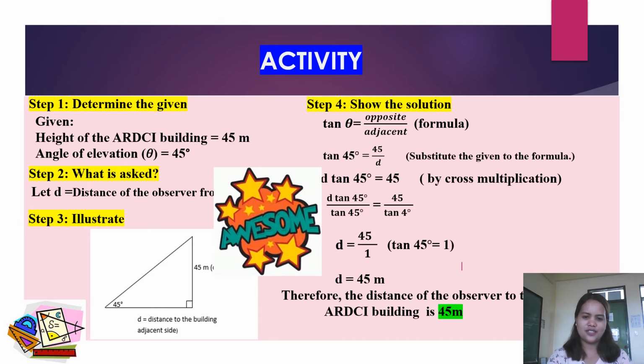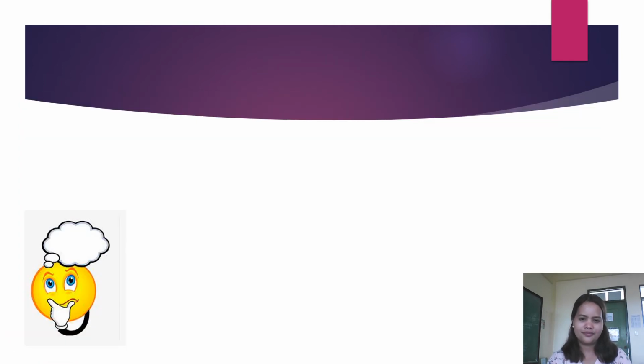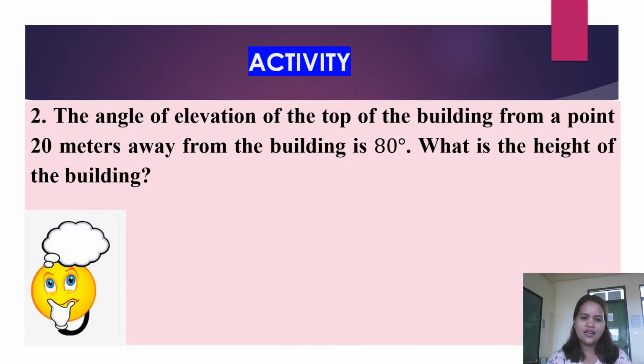Okay, so let us proceed to the next activity. Mas madali siya, di ba? Okay, next. The angle of elevation of the top of the building from a point 20 meters away from the building is 80 degrees. What is the height of the building? Again, pause this video while you are answering this activity and resume if you are done.